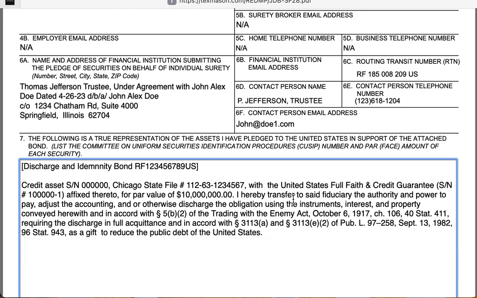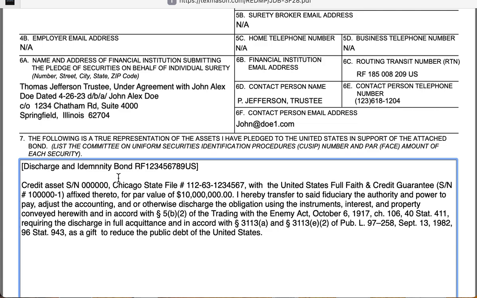So I hereby transfer to said fiduciary the authority and power to pay, adjust the accounting, and otherwise discharge the obligation using the instruments, interest, and property conveyed herewith in accordance with Section 5B2 of the Trading with the Enemy Act of October 6, 1917, 40 Stat 411, requiring the discharge in full acquittance, and in accord with Section 3113A and 3113E2 of Public Law 97-258, etc., as a gift of the United States, as a gift to reduce the public debt of the United States.